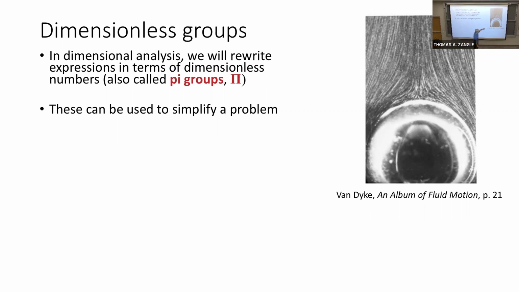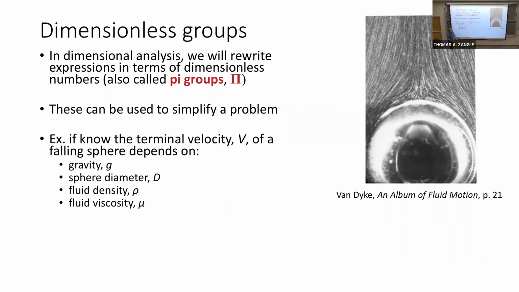So we're going to talk about, for example, a ball falling through liquid. This comes from Album of Fluid Motion. And here we can actually see much more clearly than we could in that blurry video the details of the flow around this sphere as it's falling through a viscous fluid. And in this case, let's say we know that the terminal velocity v of the sphere is the thing that we're interested in.